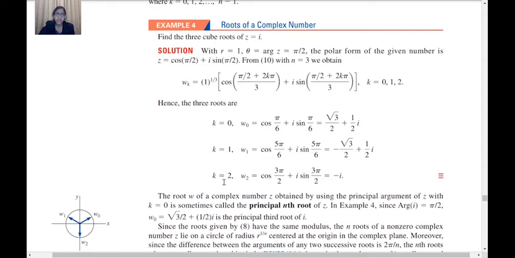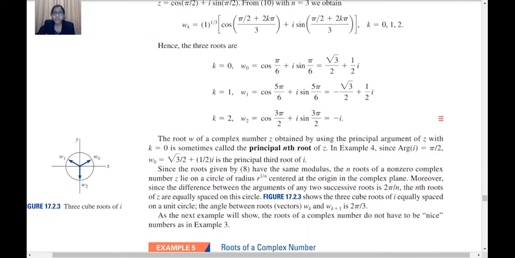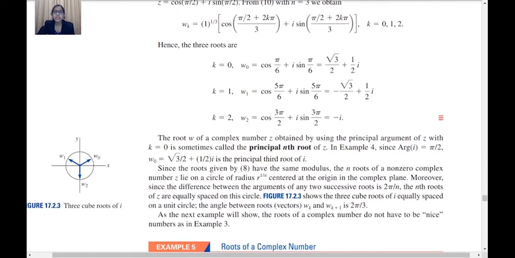And finally k equal to 2, w2 will be equal to cos 3 pi by 2 plus i sin 3 pi by 2, and that value will be nothing but minus i. So these are the 3 roots of the complex number z is equal to i. Here, when k is equal to 0, we call it the principal nth root of the complex number.